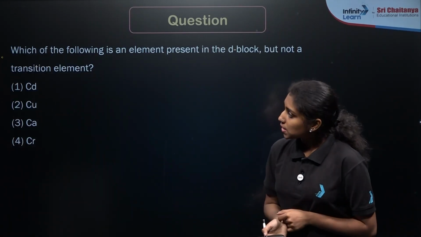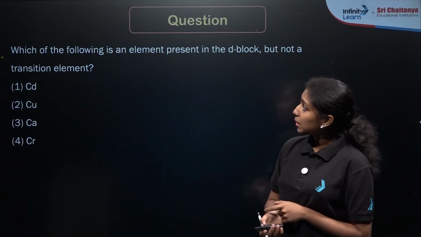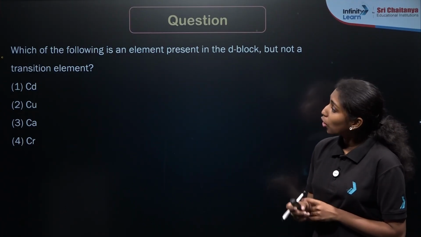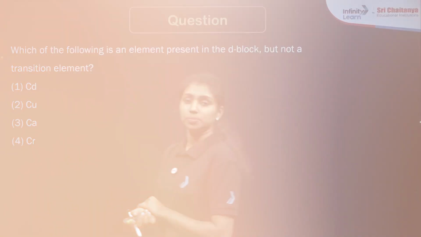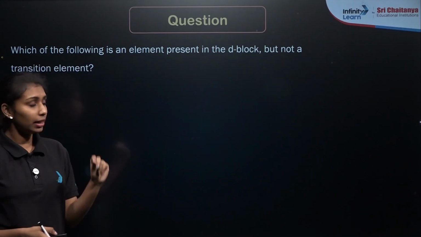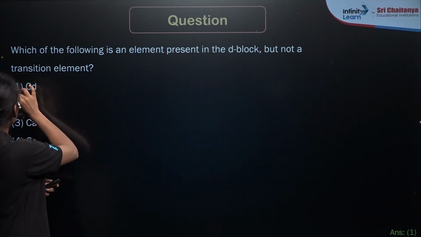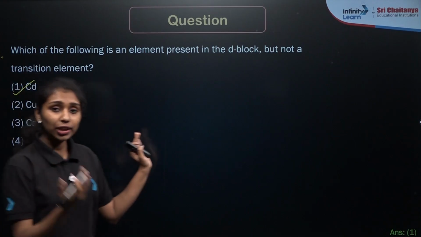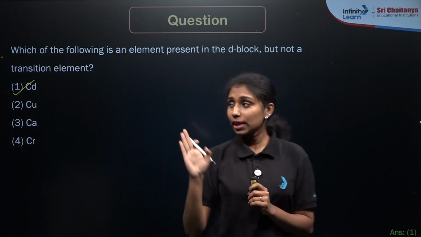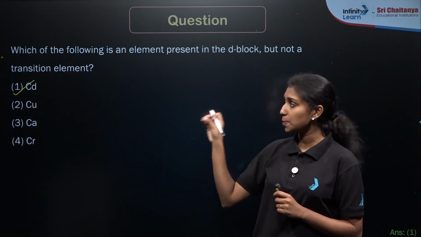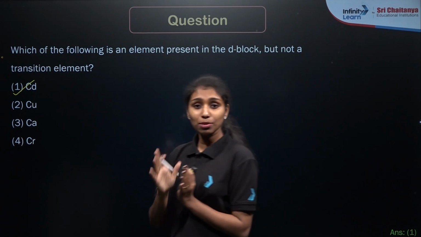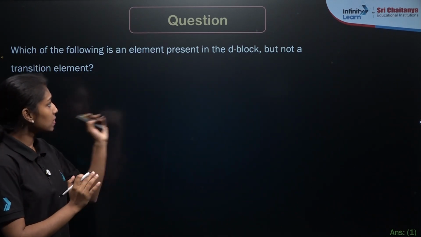Here is our next question. Which of the following is an element present in the D block but not a transition element? Okay, maybe this will be a little bit difficult. So I can say that cadmium is the answer, right? Option 1, cadmium is the answer, because if you write down the electronic configuration of cadmium, we can say that the last electron is entering into the D subshell. So it will be a D block element, but it cannot be considered a transition element, right?